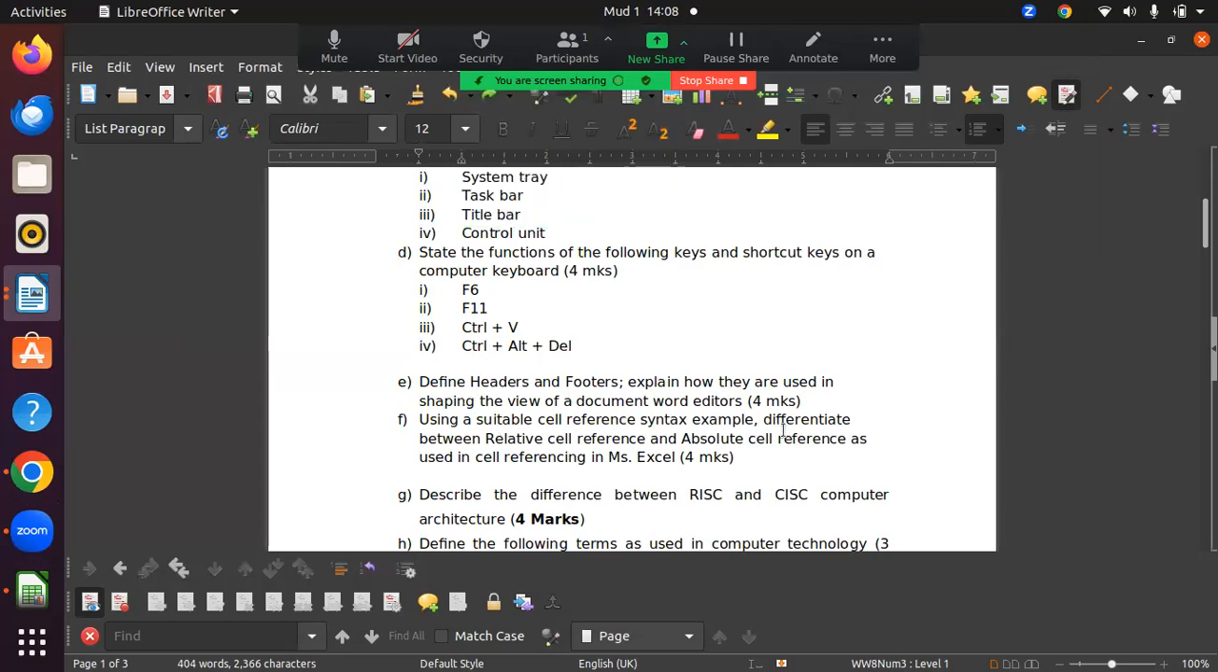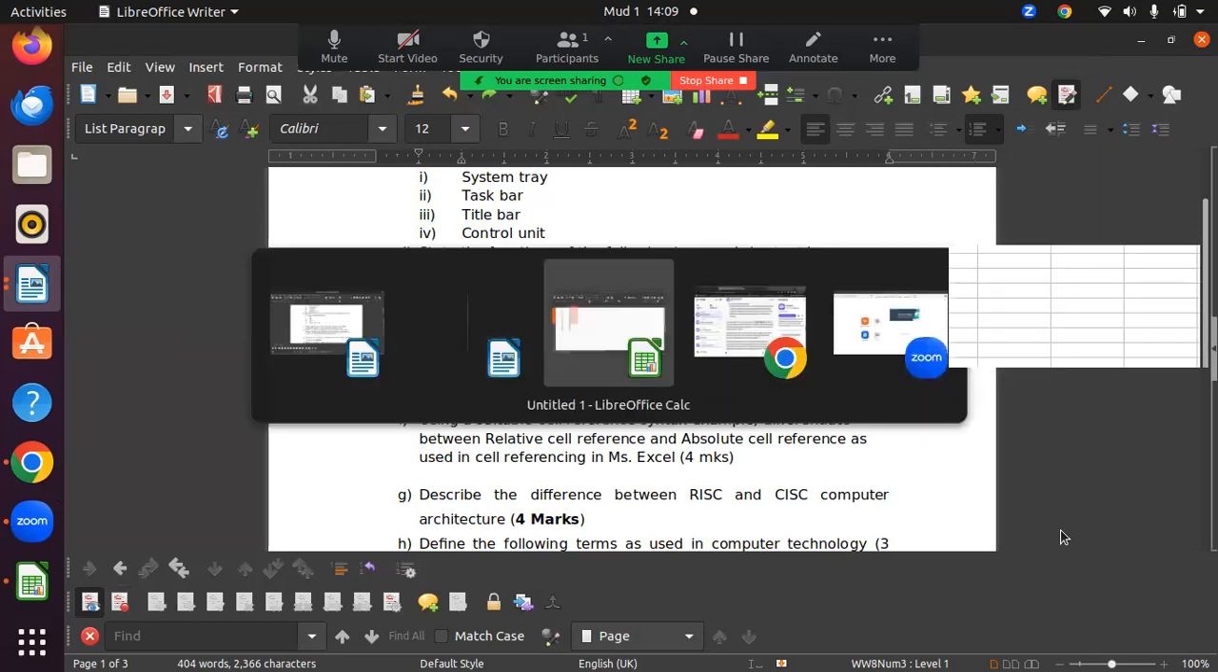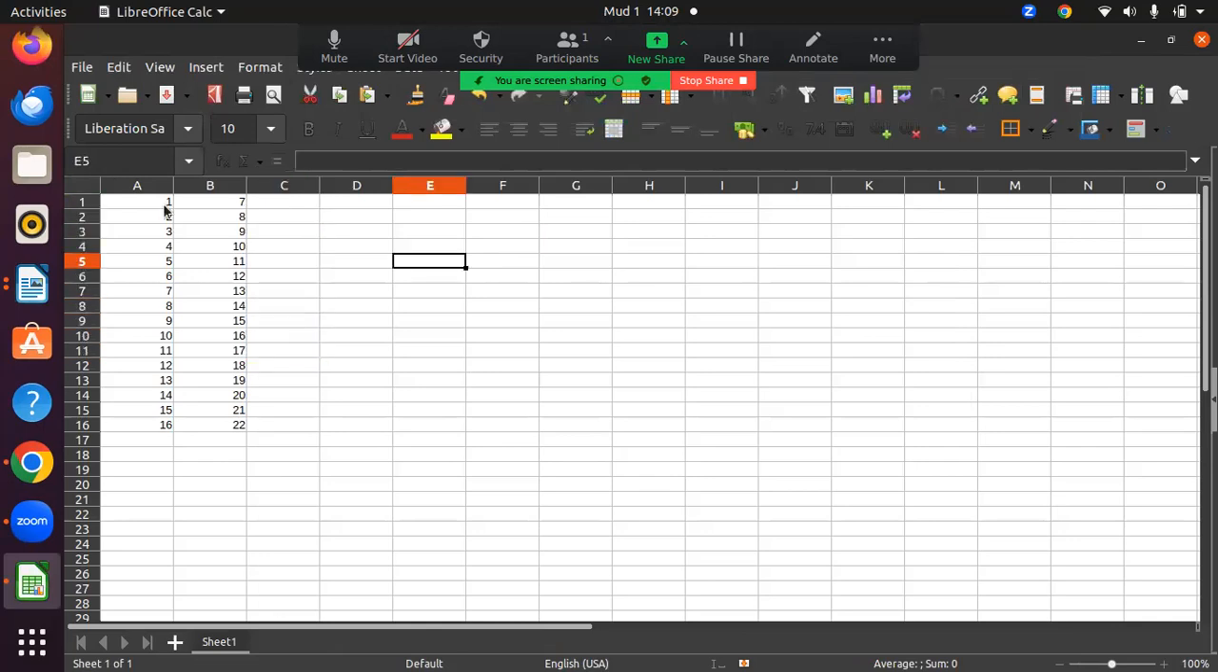Using suitable cell reference syntax example, differentiate between relative cell reference and absolute cell reference. Now, I am sharing my entire screen so you can see. Okay, let me go to Excel so that I can show you. Okay, suppose you have this kind of structure. You have column A with 1 all the way to 16, and B you have 7 through to 22. Suppose I just want to add, I will just type equals A1, okay, and B1, and then I just hit enter.